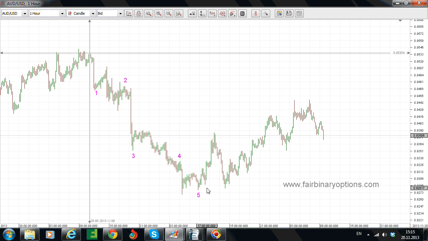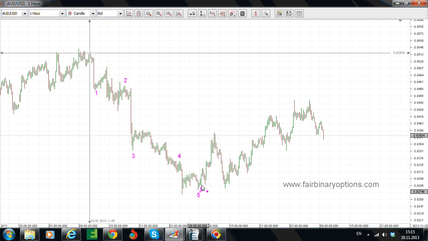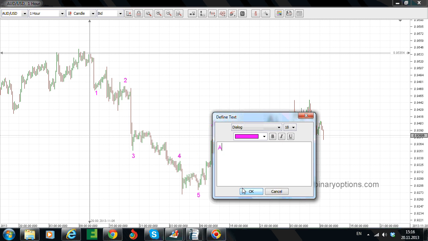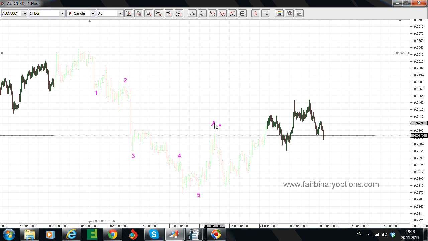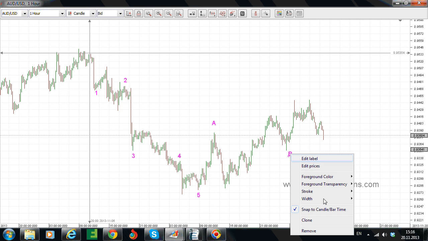Okay, you might say, but what is the ABC of the same degree? Well, the ABC of the same degree would be this one. This would be wave A to the upside. Then the B wave makes an irregular flat A, B, C of a lower degree, and this would be the B wave here. And of course the C wave should go to the upside.